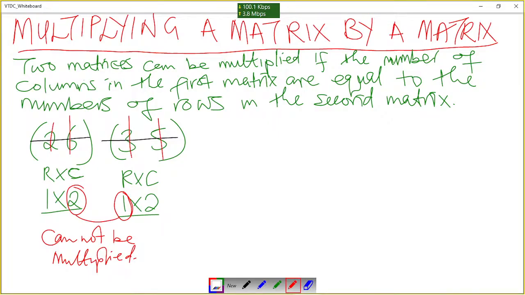Let me give you another set of matrices. What if we have these two matrices where we have 2, 6, and then this one, 3, 5? Try to identify the order of these matrices and then try to see if they can be multiplied. If they can't, tell us. If they can, let us know. I'm giving you 30 seconds.